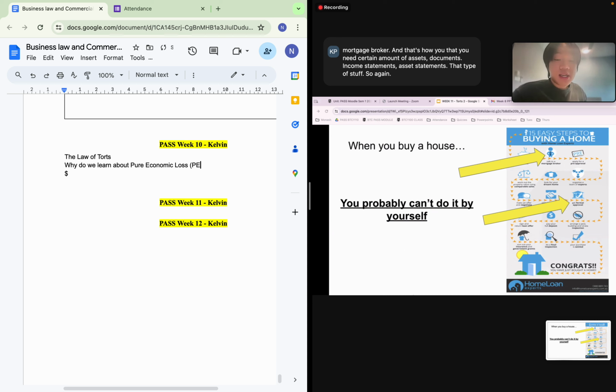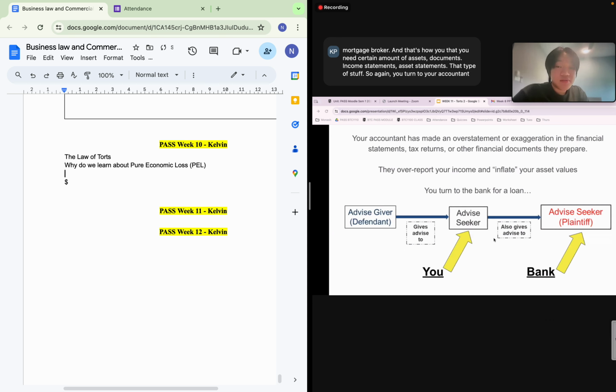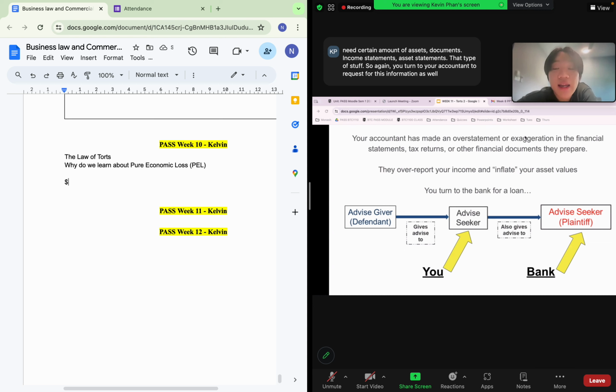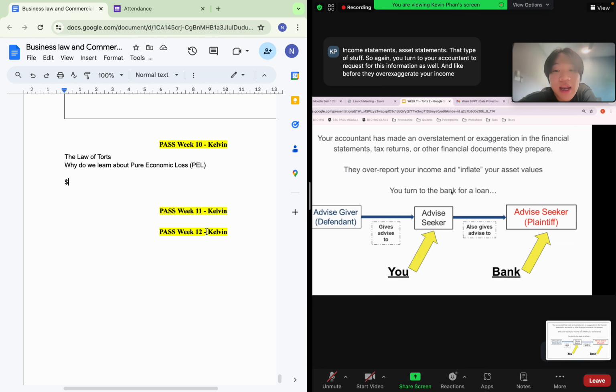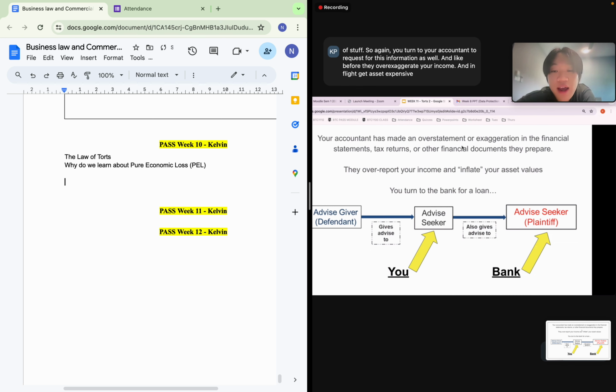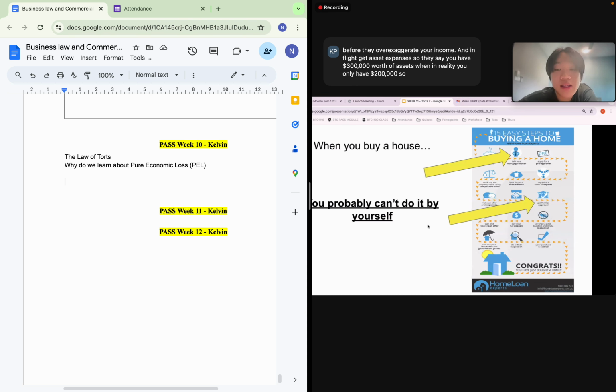So again, you turn to your accountant to request this information as well. And like before, they exaggerate your income and inflate your asset expenses. So they say you have $300,000 worth of assets when in reality you only have $200,000. So what would happen in this instance?